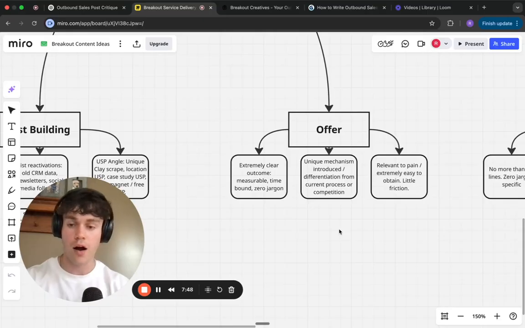So much of copy is overcomplicated. You're just saying things you don't need to be saying. It's not good. So simplify the hell out of your offer, what you're actually saying. Make sure it's abundantly clear.